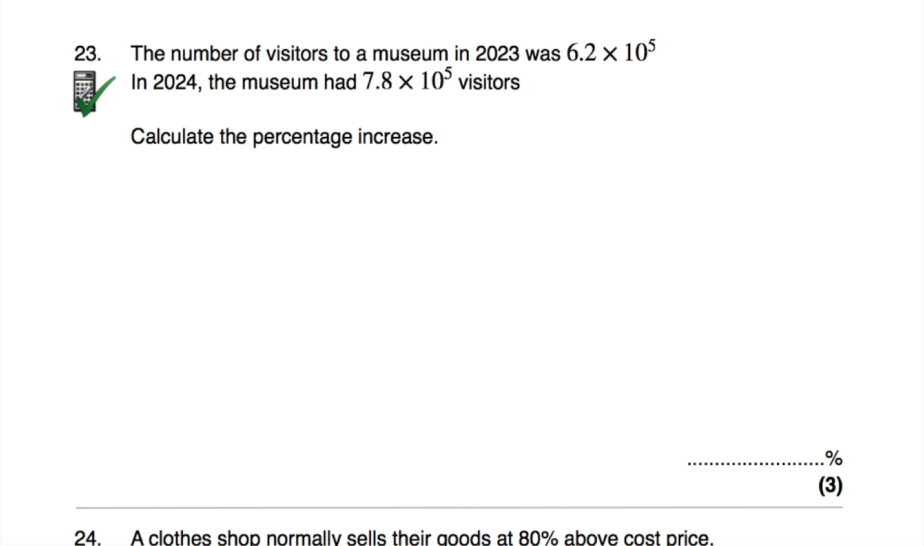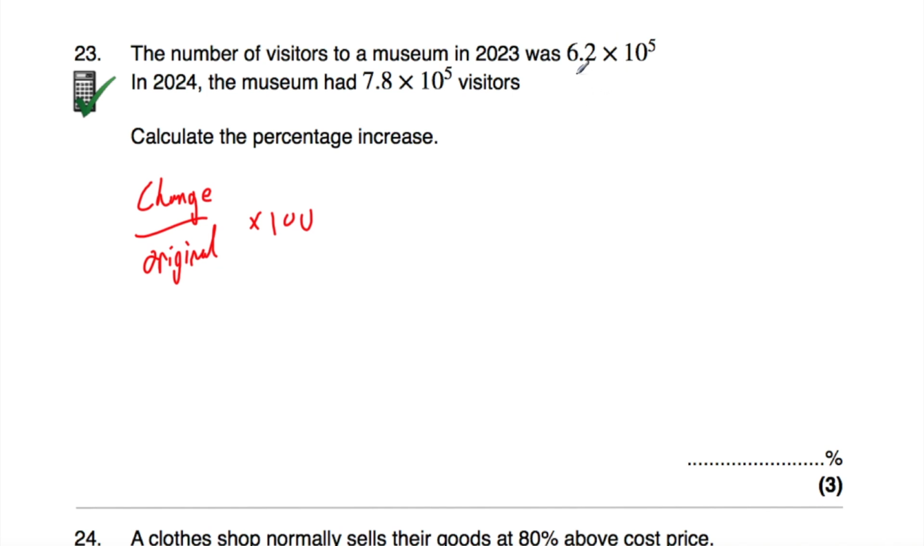And the question says calculate the percentage increase. And it's a calculator question. So to work out the percentage increase, we want to work out the change and then divide that by the original and then times by 100. And that'll tell us the percentage increase. So for the change, we'll do 7.8 times 10 to the power 5 and then subtract 6.2 times 10 to the power 5.